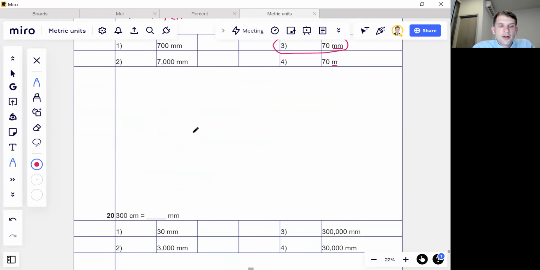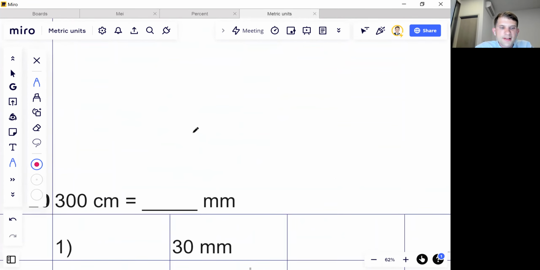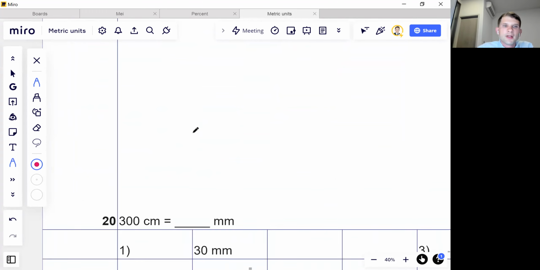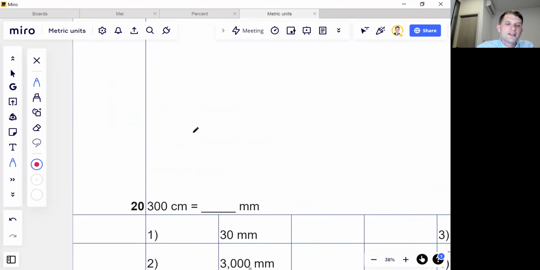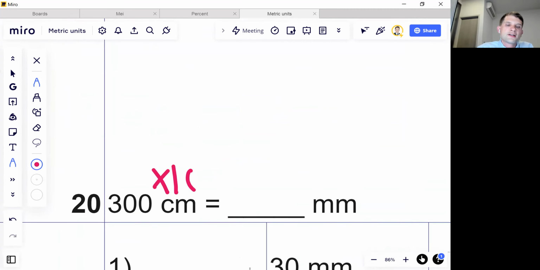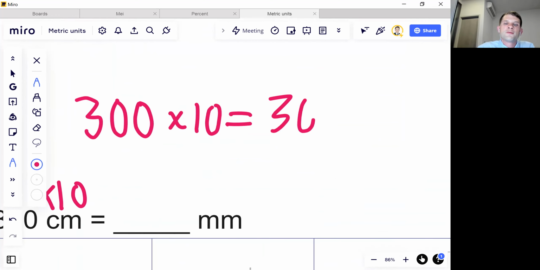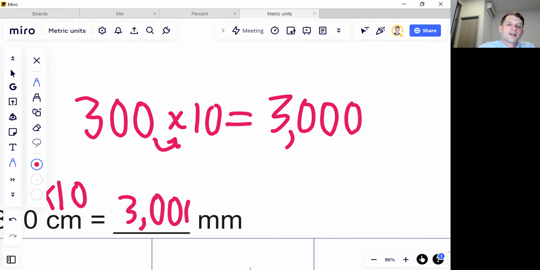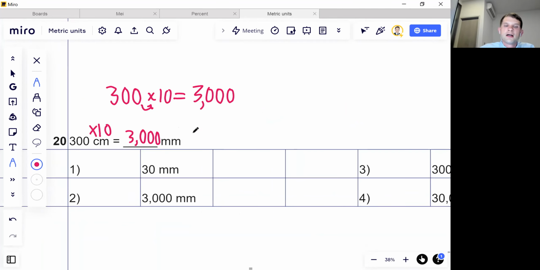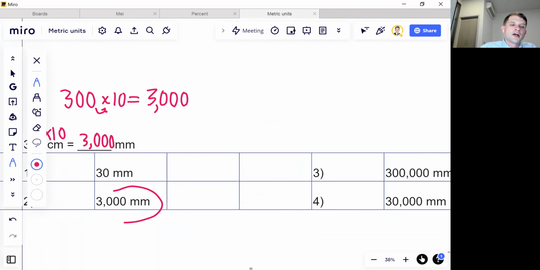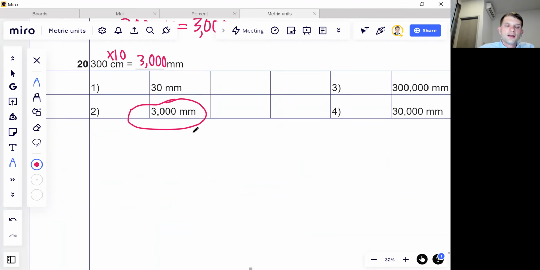Same number, different units. Make sure you look at your units carefully. Alrighty, next one. Number 20 says 300 centimeters equals how many millimeters? I think we just did that for our last one. We did. So we know we just need to multiply by 10 here. So that's going to be 300 centimeters and multiply by 10. And I should get 3,000 millimeters after moving my decimal one place to the right. So I get 3,000 millimeters here. So let me select option 2 here. Option 2. Okay. Moving on.